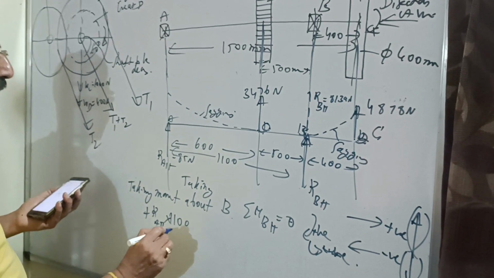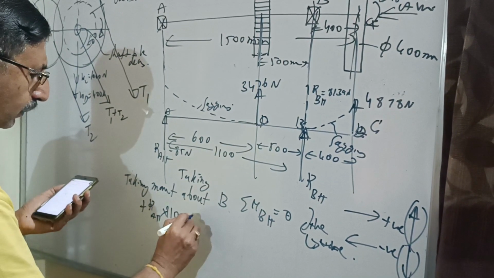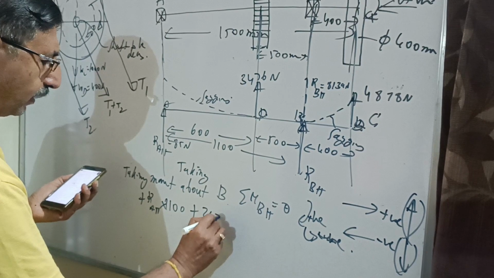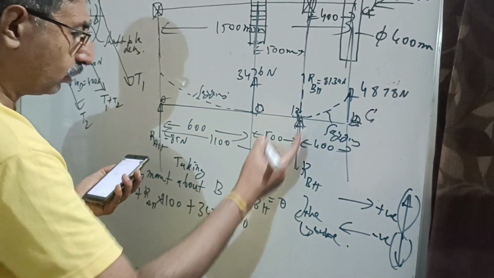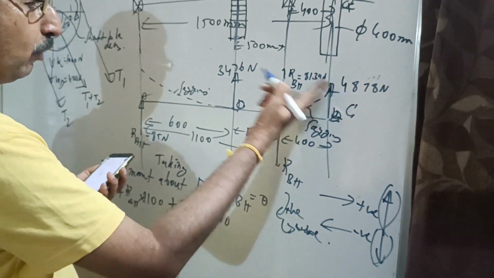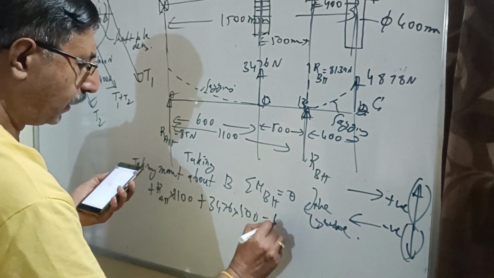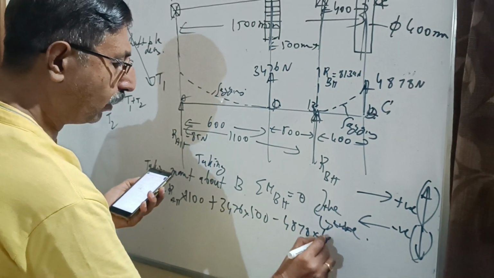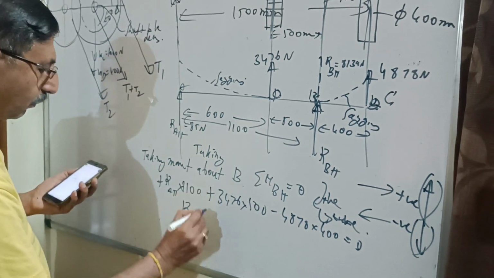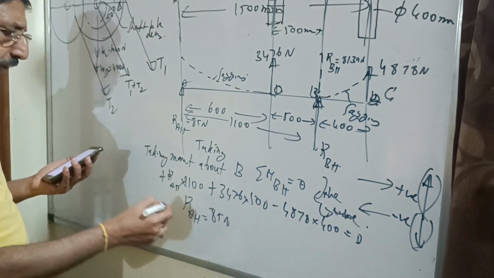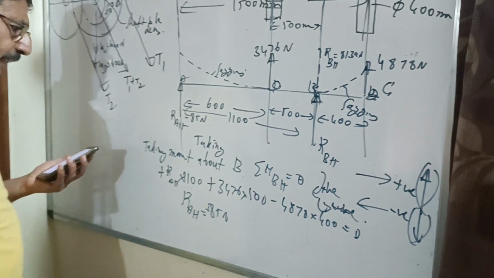So plus. Next, this is also acting in clockwise direction. Plus 3,476 into 500, that is also acting in the upper direction. What about this 4,878 about B? It is acting in the anti-clockwise direction. Minus 4,878 into 400 should be equal to 0. When I solve for RAH, I think I am getting around 85 Newton. That is acting in the upper direction. Now you please check it later at home.